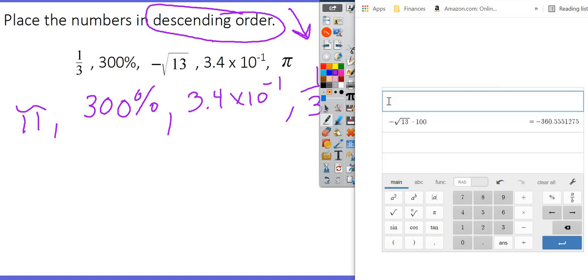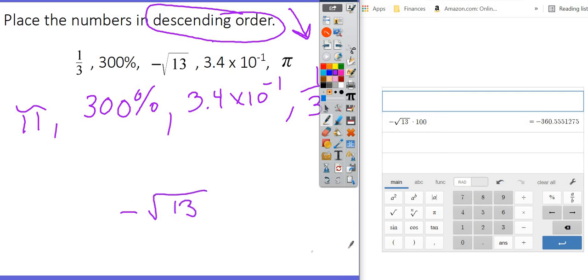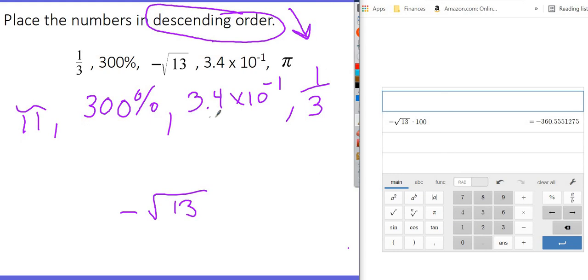So finally, the biggest one left is the negative 360, but it's also the smallest, so you know you're right, because descending is biggest to smallest. Okay, so that's how you would do that. You would say pi, 300%, 3.4 times 10 to the negative 1, 1/3, and then negative square root of 13.